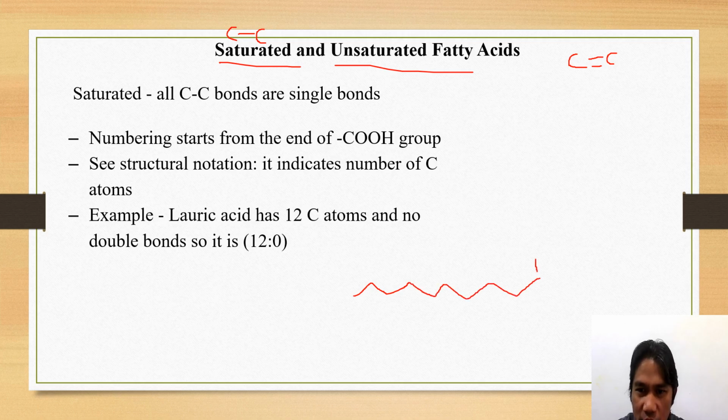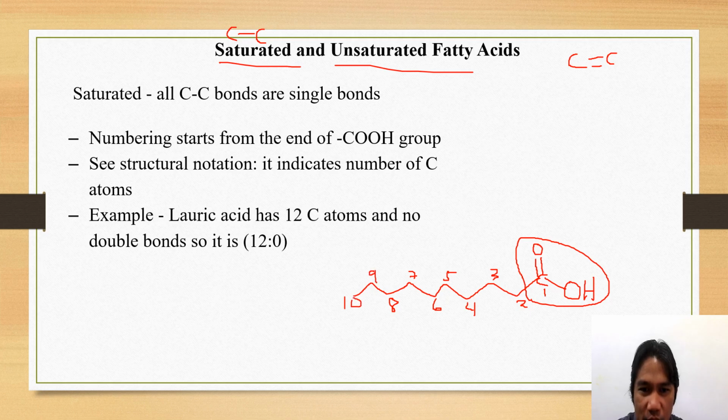Okay, so let's write here. This is the carboxyl group. Remember there's one carbon here, this is the carboxyl. This carbon becomes your carbon number 1, 2, 3, 4, 5, 6, 7, 8, 9, 10, 11, and 12. This is the 11th carbon and this is the 12th carbon.